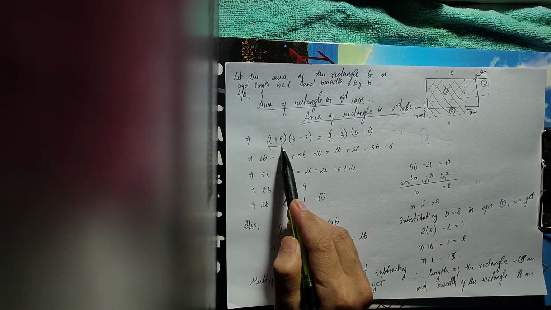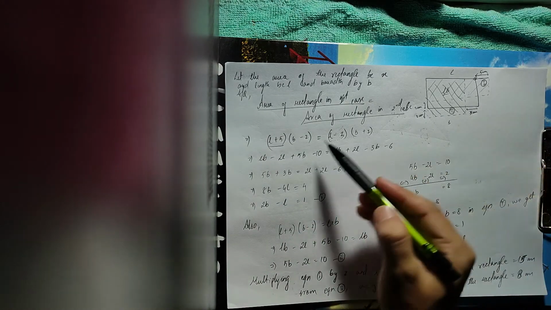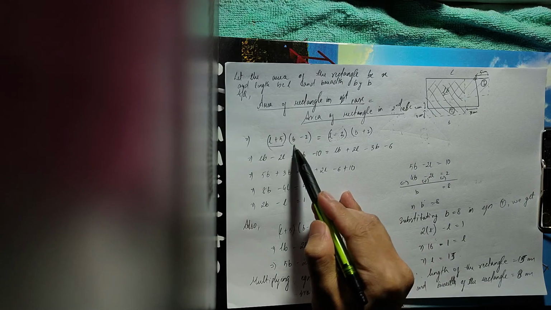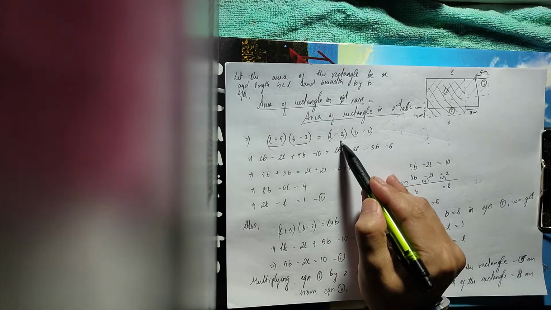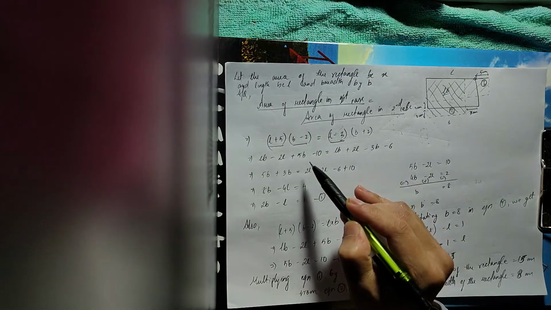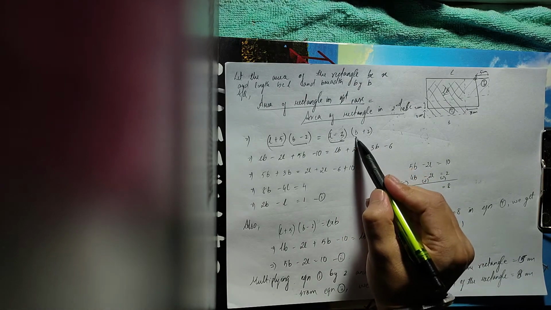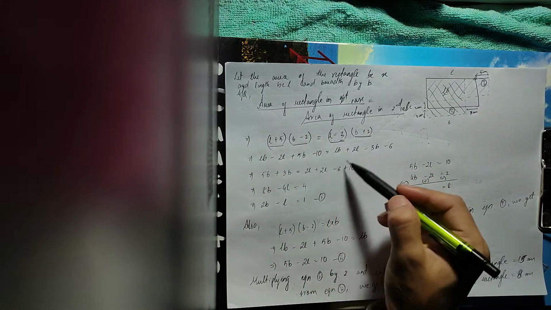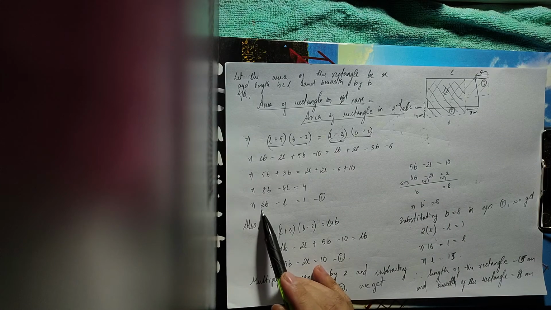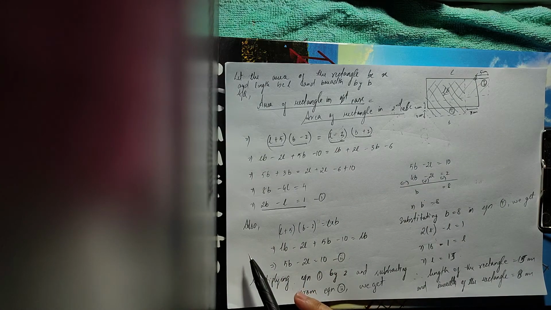So from here we get area of the rectangle in the first case: length is L plus 5, because it is increased by 5, whereas breadth is reduced by 2, so B minus 2. Similarly, for the second case, length is reduced by 3, so L minus 3, and breadth is increased by 2, so B plus 2. Okay, if you multiply and solve, you will get the equation 2B minus L is equal to 1.